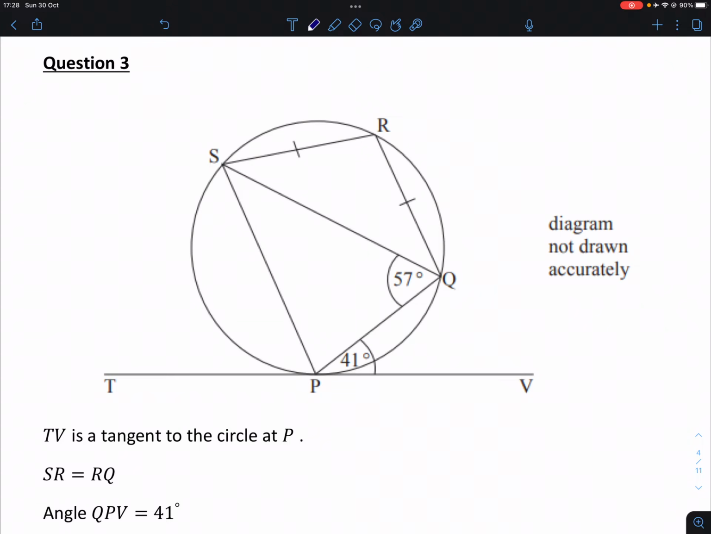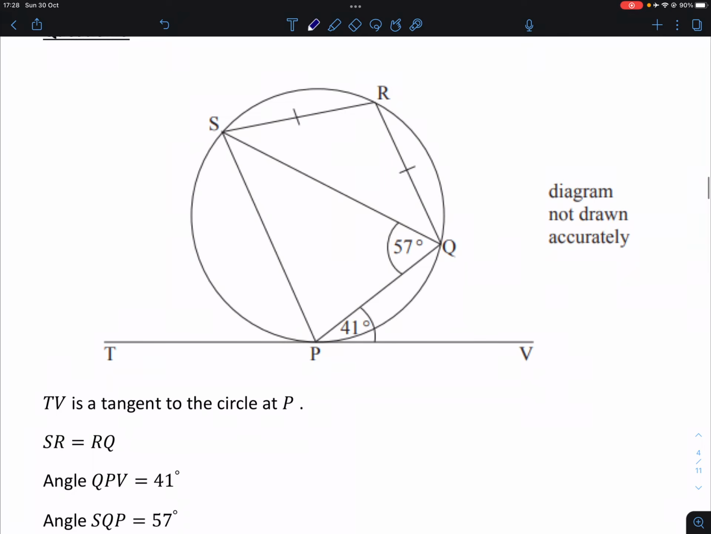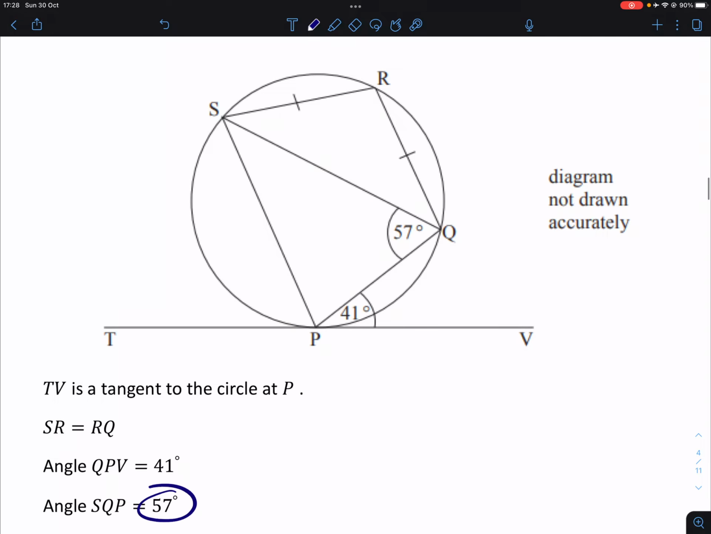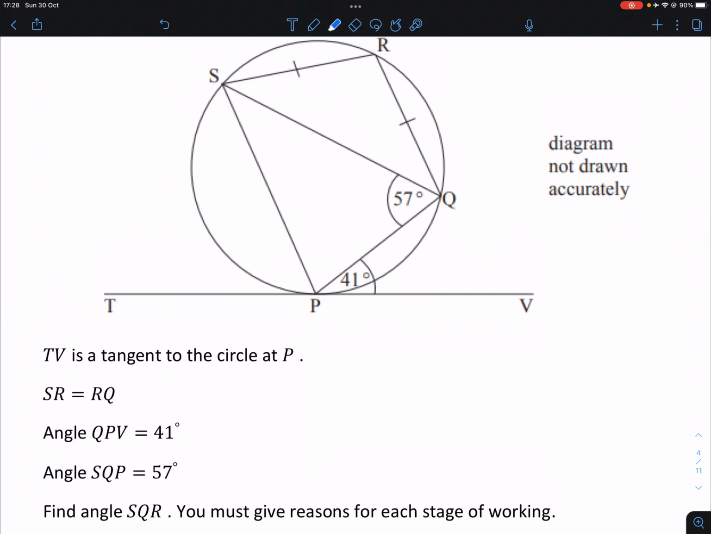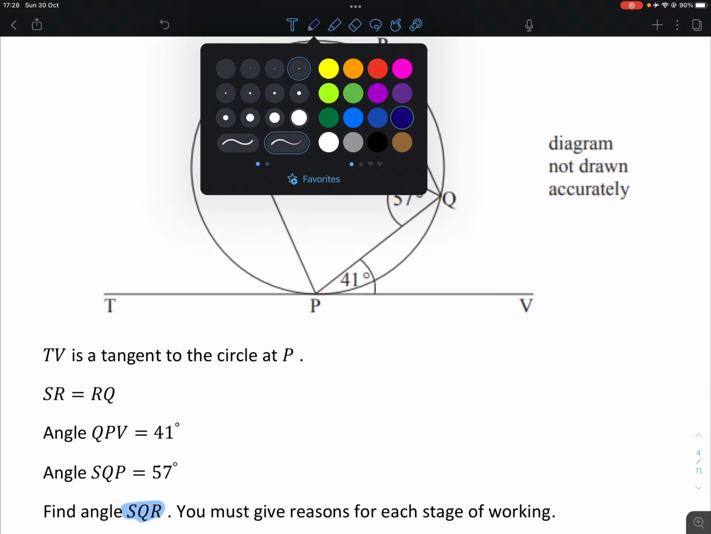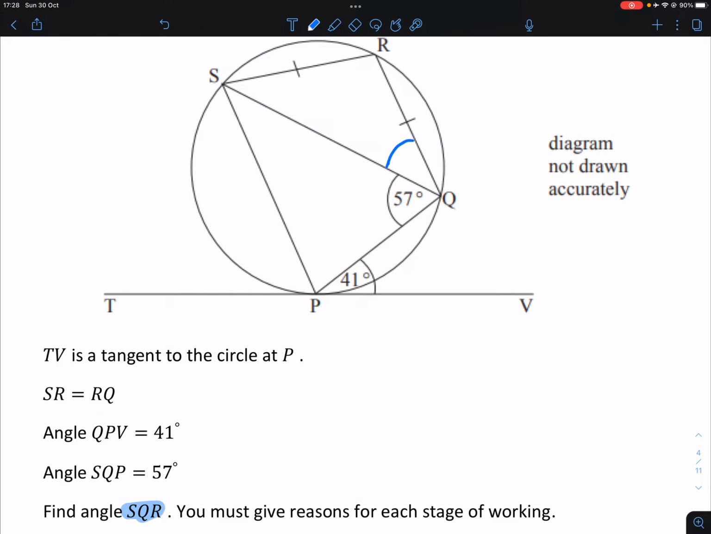Question 3, we have a circle theorems question here where we are given that TV is a tangent to the circle, touching the circle at point P. We have that SR equals RQ, which we have written there, but we also have that implied by these lines on the lengths. We've been given angle QPV is 41 here, been given angle SQP is 57 here, and the end game here is to find the size of angle SQR, which on our diagram is this angle here.